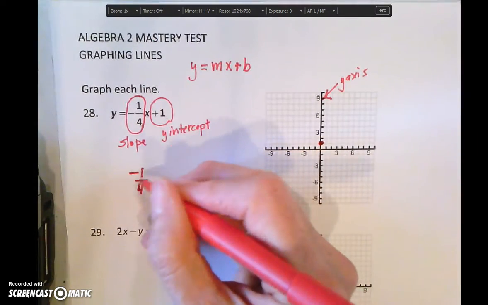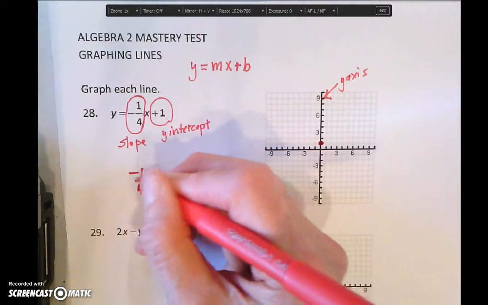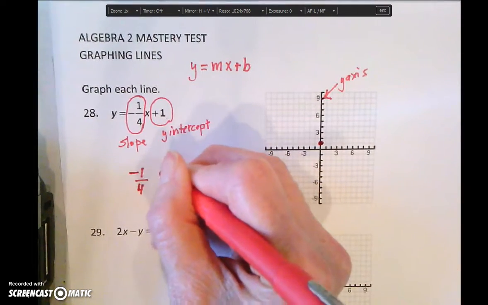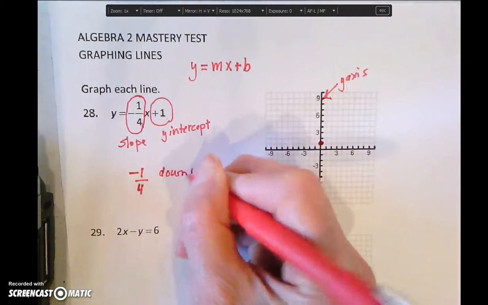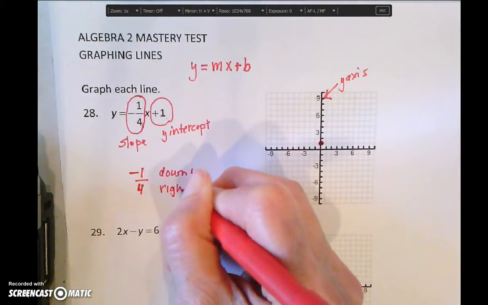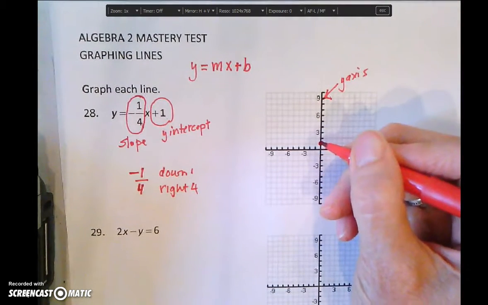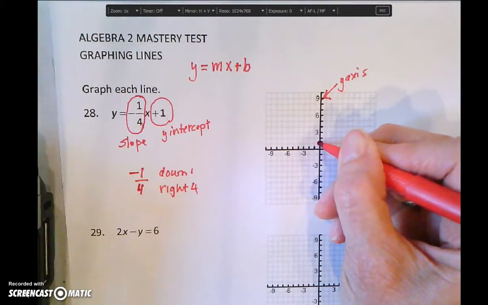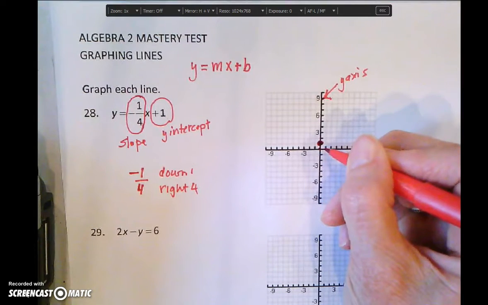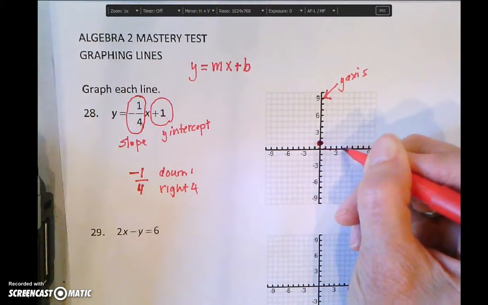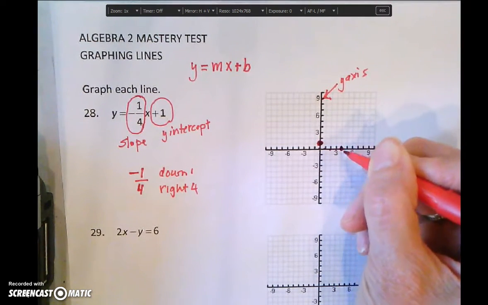Remember, the top number tells us how far up or down we go, and since it's negative, we're going to go down 1 and then right 4 as a result here. So from my 1 here, I'm going to go down 1 and to the right 1, 2, 3, 4 and make a point, and then repeat that.